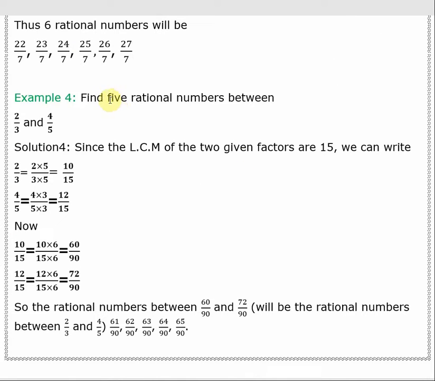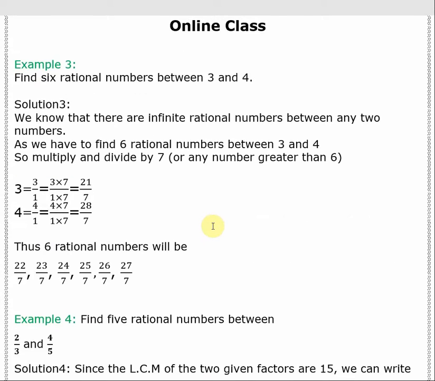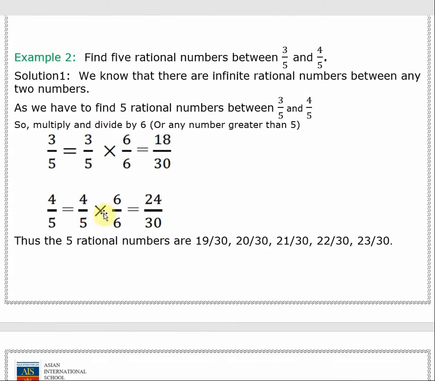Next is find 5 rational numbers between 2 by 3 and 4 by 5. Now in this sum we have to see that the two fractions given, 2 by 3 and 4 by 5, do not have the same denominator. The denominators are different. Here it is 3 and here it is 5. So 3 and 5 are different denominators. Now we cannot do this sum as these previous sums.